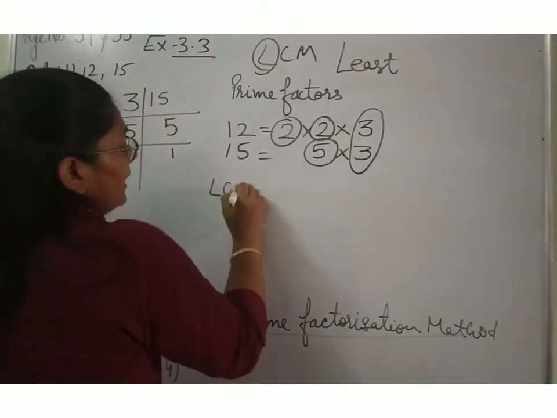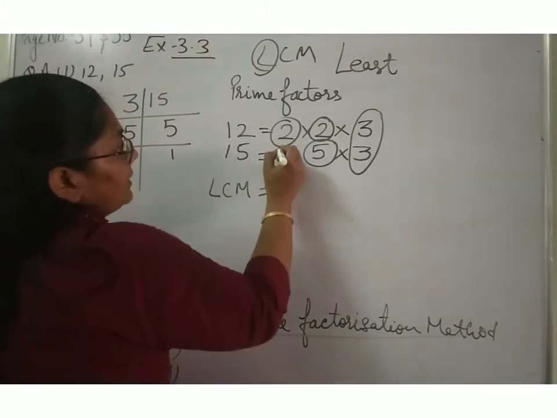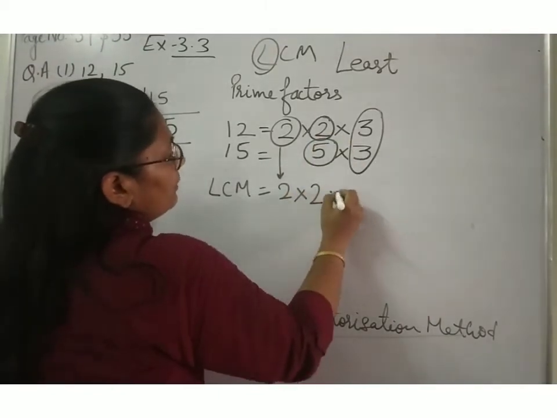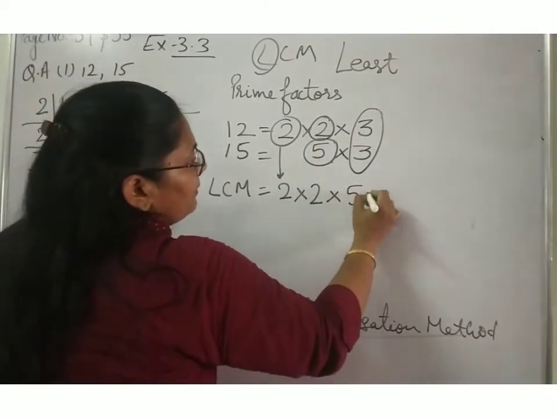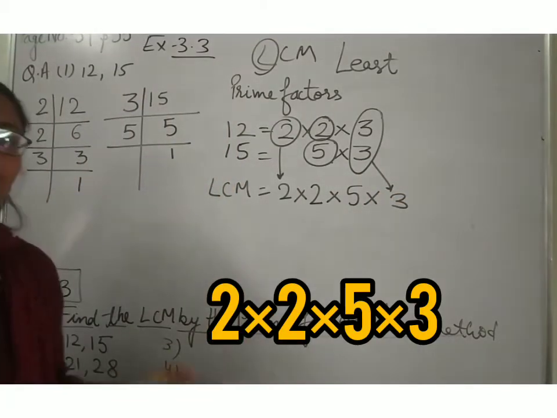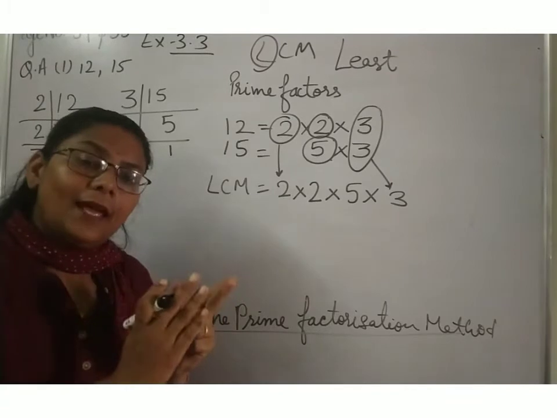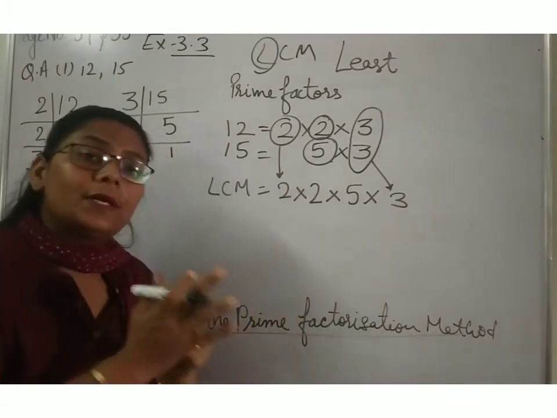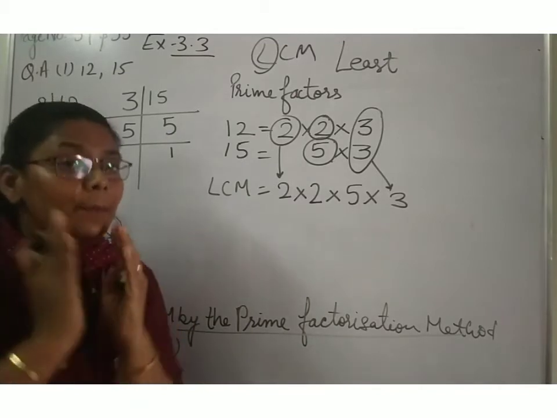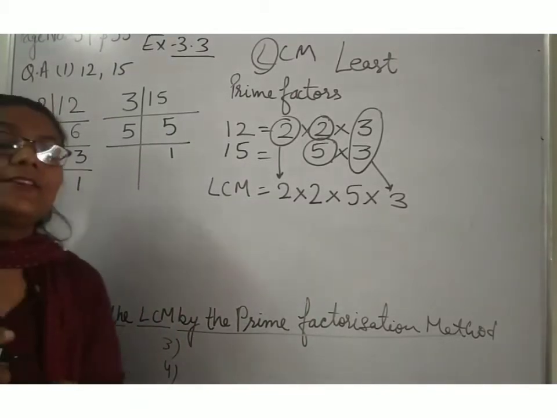So what will be our LCM? We will take this 2, multiply by this 2, multiply by this 5 and multiply by this 3. So the highest common multiple will be taken first and then we will take the other numbers which are least common also. Please don't get confused in HCF and LCM.